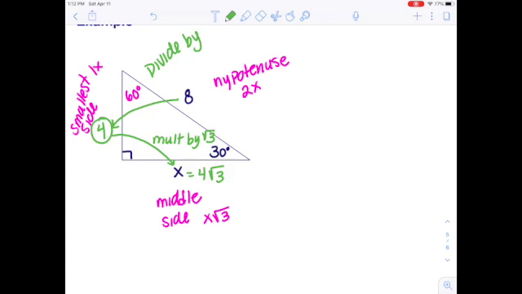So the key to this is first finding your smallest side. That is your x value. So when you go and start with the hypotenuse, you're kind of working backwards a little bit to get to the smallest side. And then once you have your smallest side, your x value, you're going to multiply it by your ratio of square root of 3 to get your middle side.